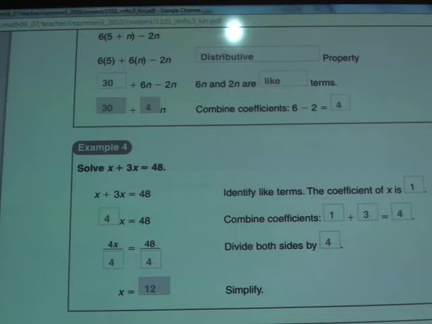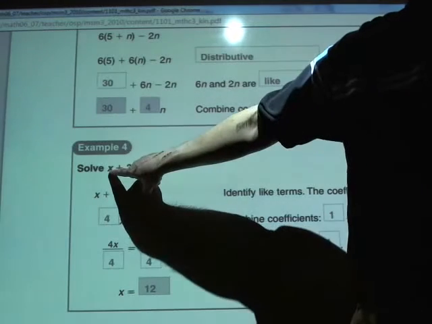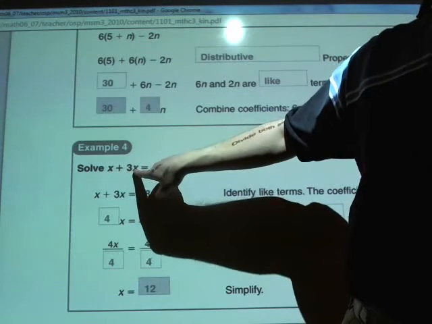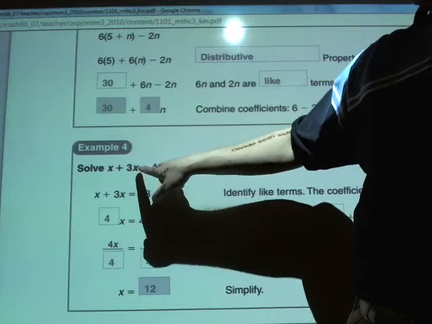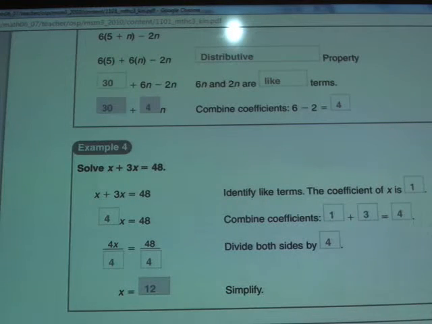That's going to change into 12. So x has to equal 12. And of course we can check that. 12 plus 3 times 12, otherwise known as 36, equals 48.